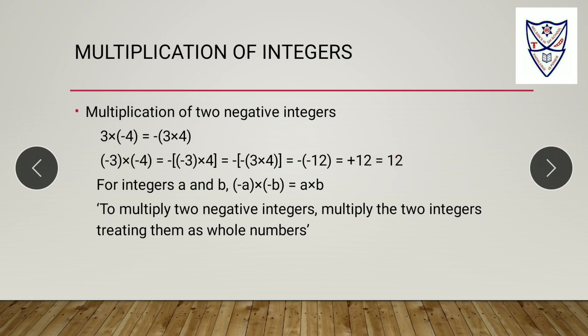So from that what we have learned is that for integers a and b, minus a multiplied by minus b is equal to a multiplied by b. That means to multiply two negative integers, multiply the two integers treating them as whole numbers. So minus 3 multiplied by minus 4, you have to treat them as whole numbers and multiply. That means 3 multiplied by 4, which is equal to 12.